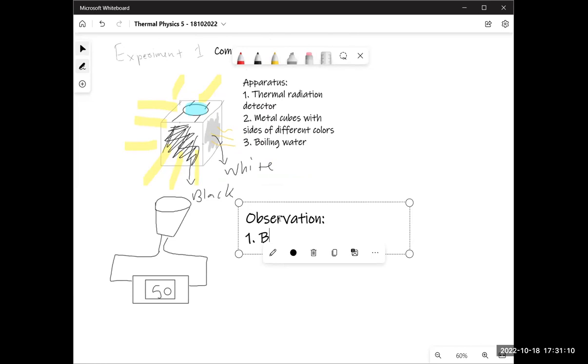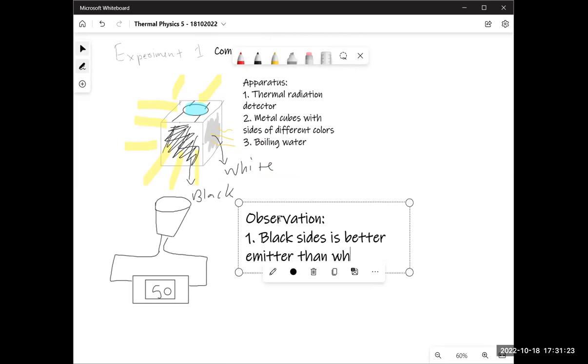Black side is better emitter than white side. More heat is detected on black side.